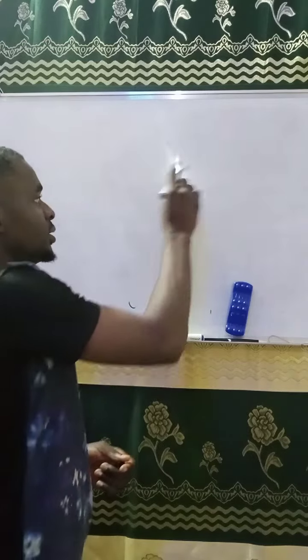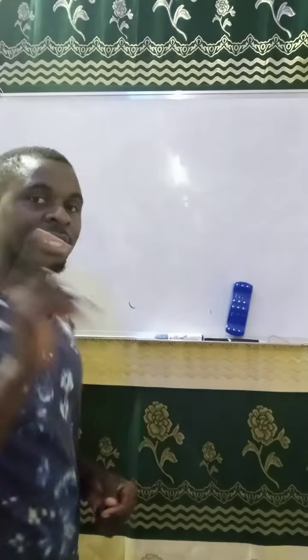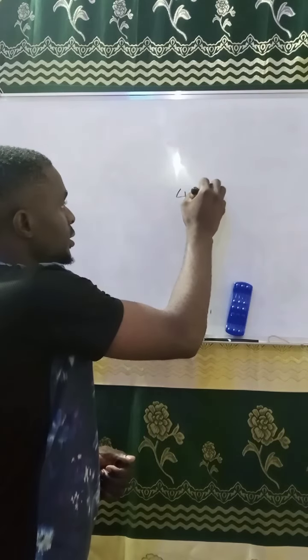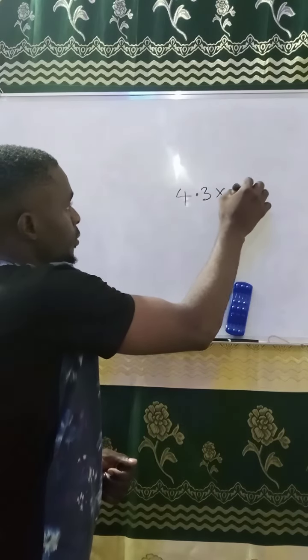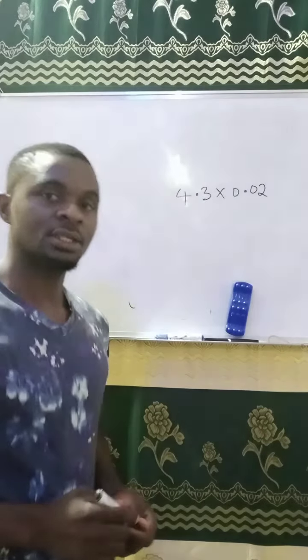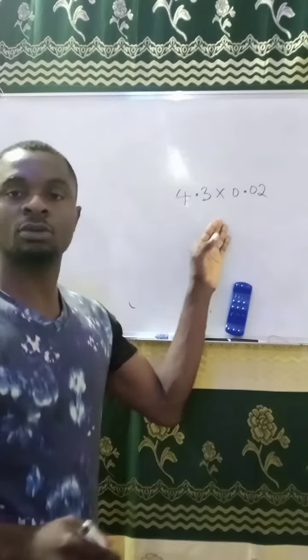Now, if you truly understand what we have done, try this and leave your answer in the comment box. So we have 4.3 times 0.02. Please solve this and leave your answer in the comment box.